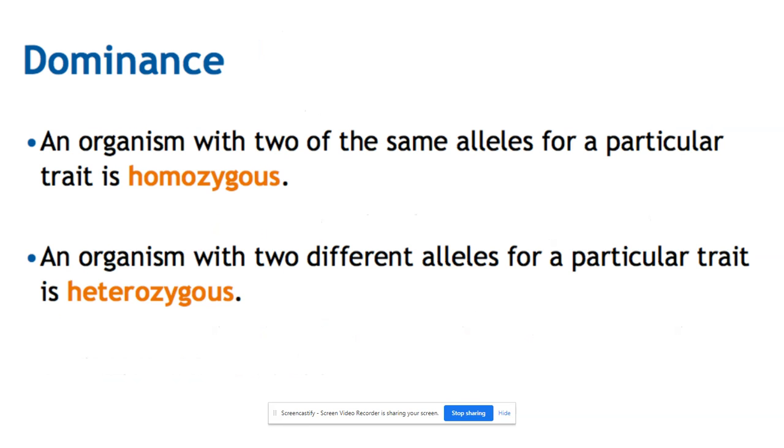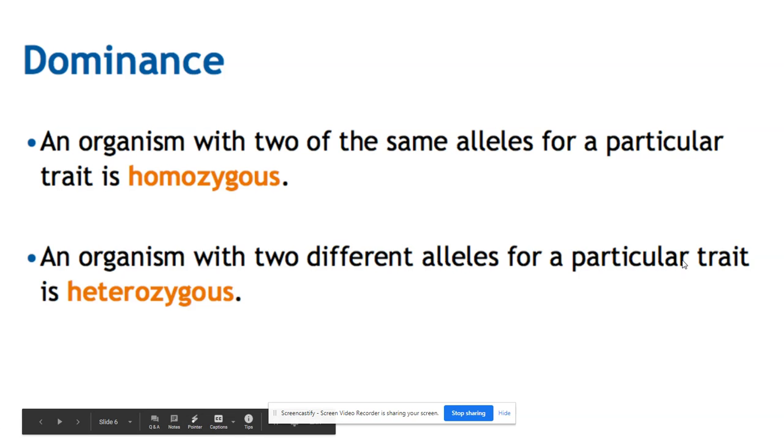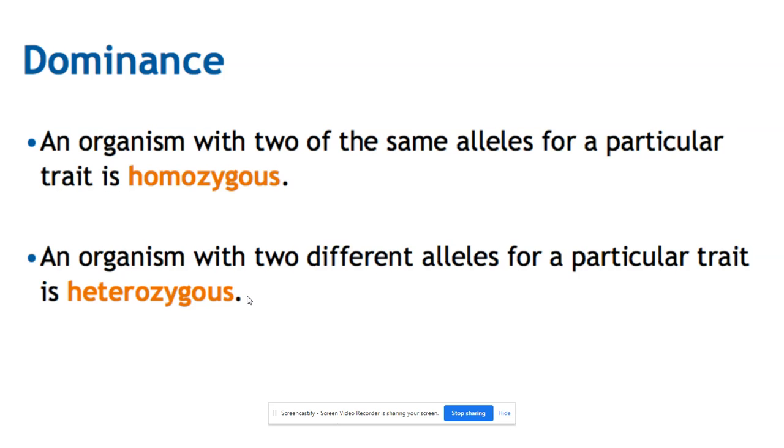Let's talk about dominance. An organism with 2 of the same alleles for a particular trait is homozygous. So 2 capitals or 2 lowercase. An organism with 2 different alleles for a particular trait is heterozygous. 1 capital, 1 lowercase.